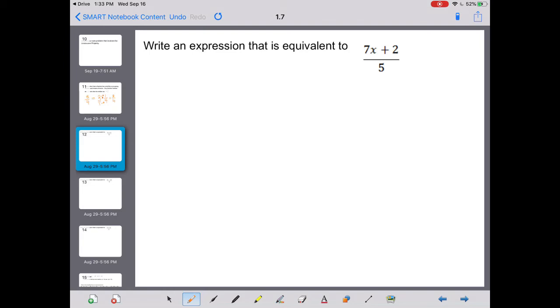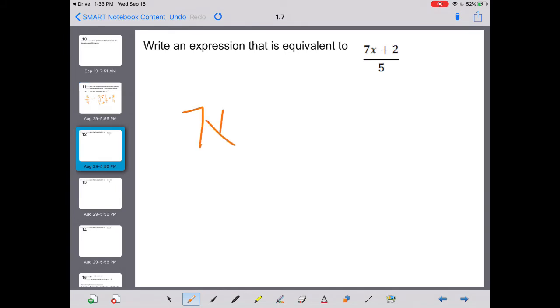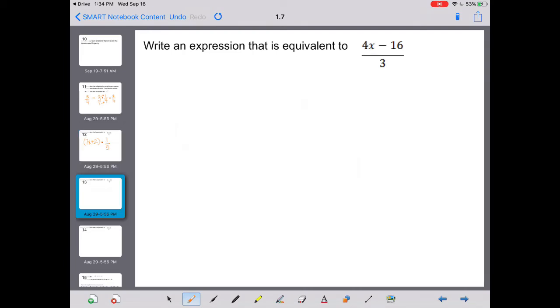Okay, so we need to write an expression that is equivalent to 7x plus 2 over 5 using that rule that we just talked about. So all we're going to do is take the top number, move it to the side. So we'll have 7x plus 2. And then in its place, we're going to put a 1 and leave it like that. That's all they're looking for.